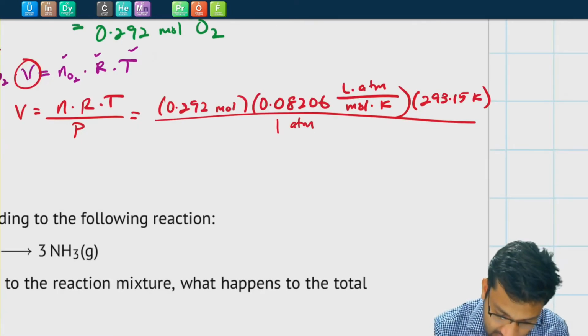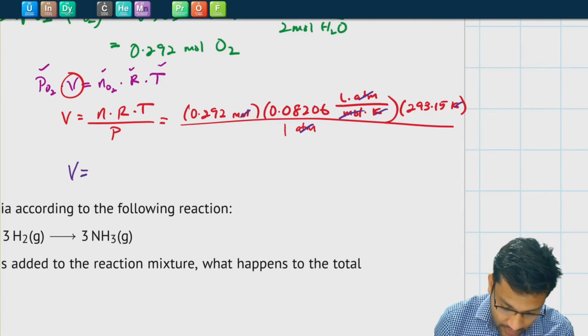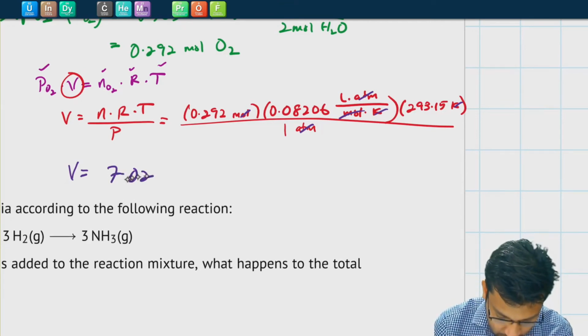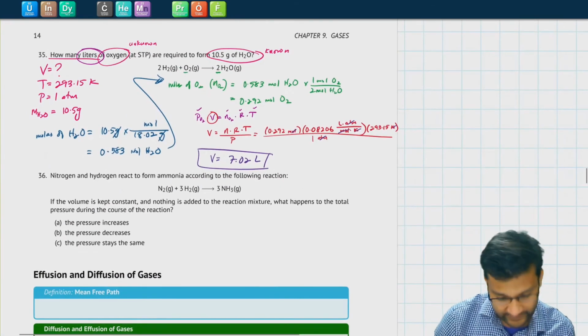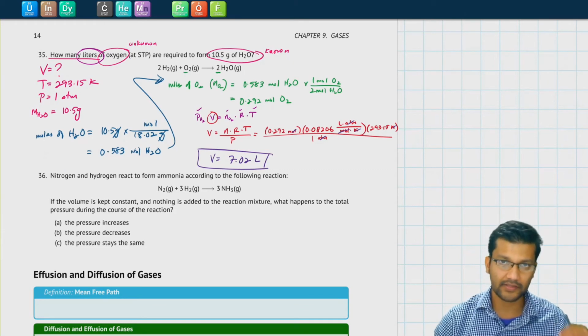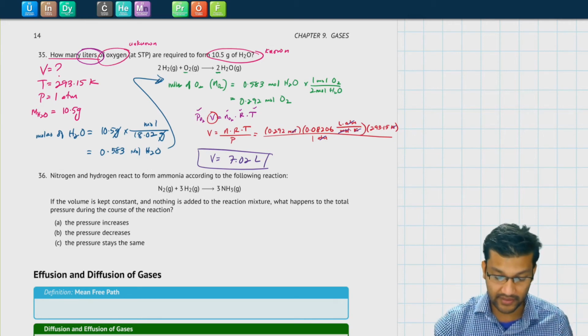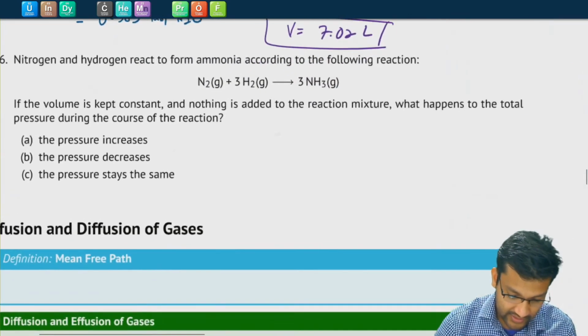For unit cancellations, we get moles, moles, kelvins, kelvins, atmospheres, atmospheres, and liters is what we end up with, which is exactly what we wanted. So, punch all of those in a calculator, I get 7.02 liters as a volume. All right, same steps as all stoichiometry problems. The only difference is we can convert from moles to different quantities using different things, like I mentioned earlier. We just need to keep all of these things straight in our head.